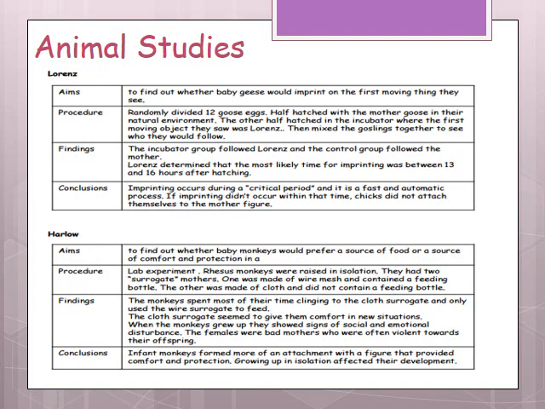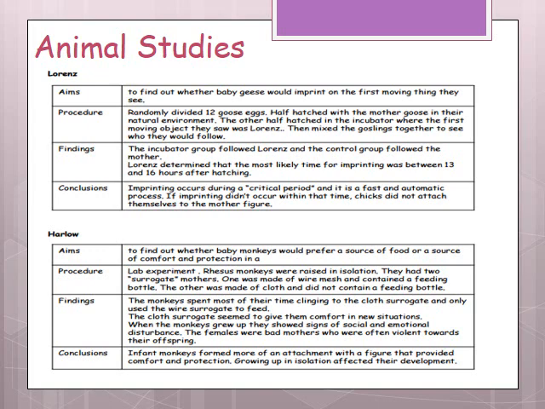He then mixed them up, the goslings, so all 12 went back into a group to see who they would follow. Those that hatched within the incubator followed Lorenz, whereas the control group, those that hatched with the mother, followed the mother. Also, Lorenz discovered that imprinting was between 13 to 16 hours. He concluded that this critical period of imprinting was fast and automatic, and if it didn't happen within this time, they wouldn't attach to a mother figure.